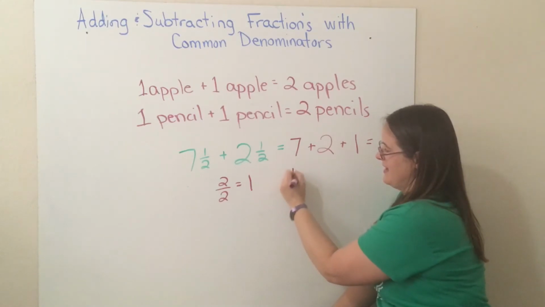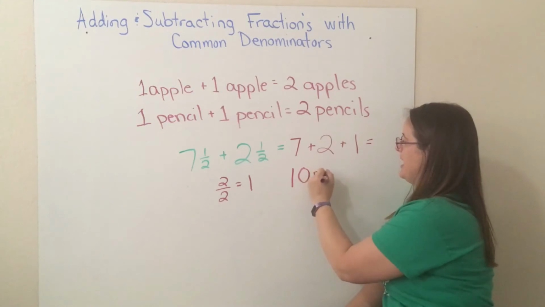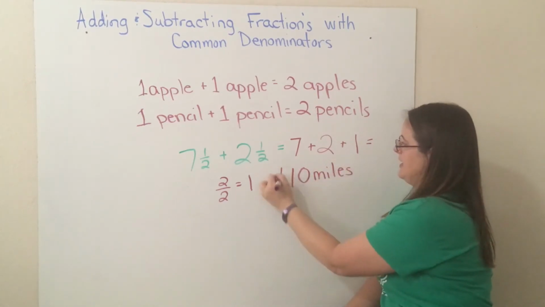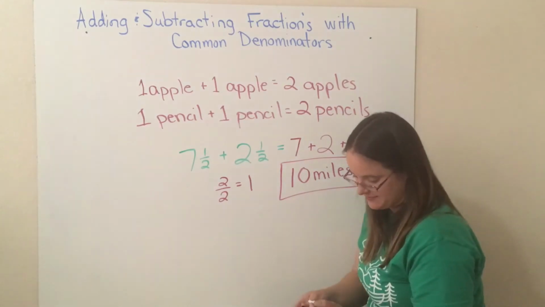That is 10, and it's a word problem. It would be 10 miles. He ran and biked for a total of 10 miles.